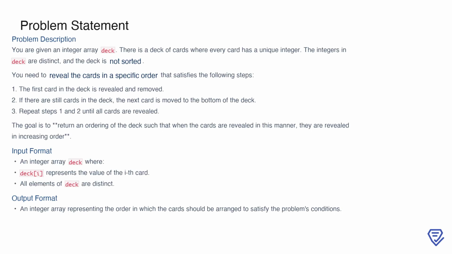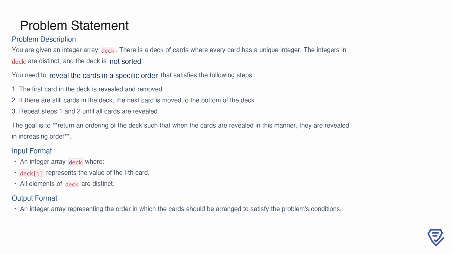In this problem, we are given a deck of cards represented as an integer array called deck. Each card in the deck has a unique integer value, and importantly, the deck is not sorted. The task is to arrange the cards in such a way that they can be revealed in a specific sequence.